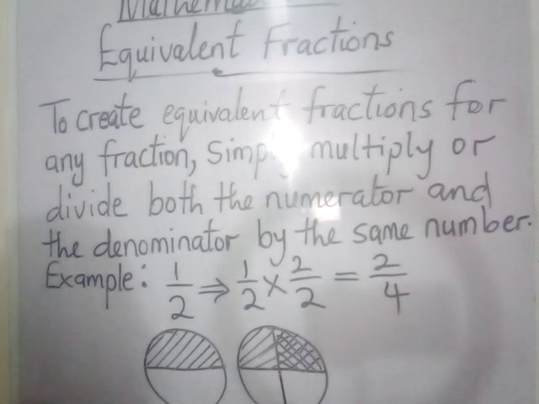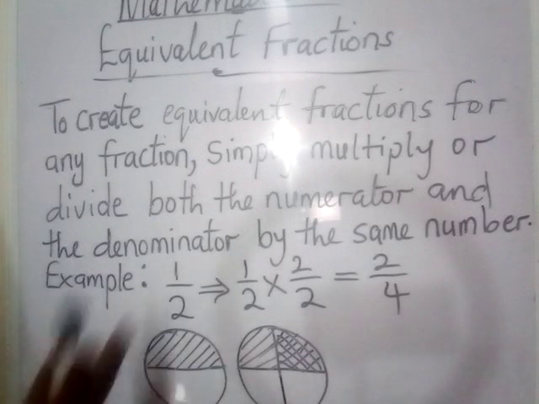If you want to get the equivalent fractions of any fraction, what you simply do is use a particular number to multiply both the numerator and the denominator of the fraction, or use a particular number to divide both the numerator and the denominator of the fraction. The answer you get is definitely an equivalent fraction of the original fraction. Okay, so here is an example.